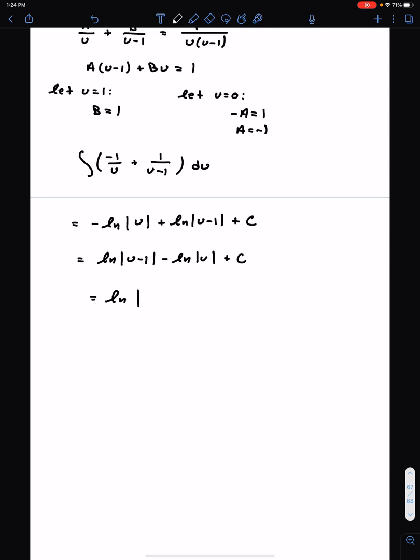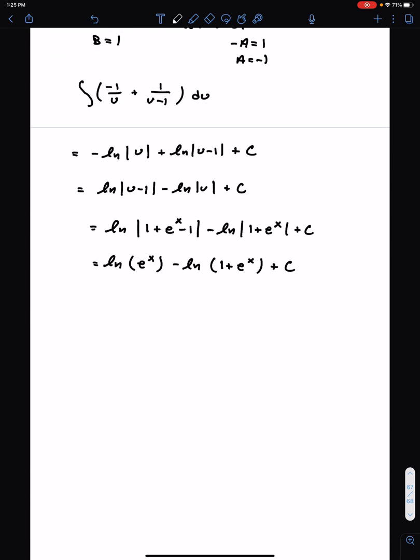So natural log absolute value of 1 plus e to the x minus 1 minus natural log absolute value of 1 plus e to the x plus c. The 1's cancel, so I have natural log of e to the x minus natural log 1 plus e to the x is always positive. So I can drop the absolute values. Natural log of e to the x is x. So x minus natural log of the quantity 1 plus e to the x plus c.